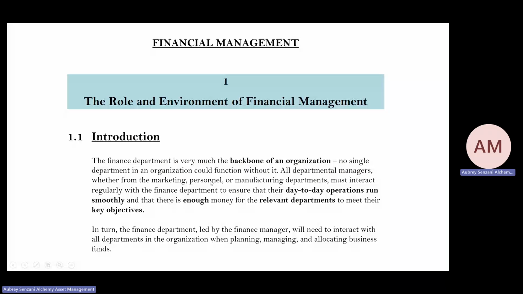Welcome to Learning Unit 1 of Financial Management 3A. Learning Unit 1 is entitled The Role and Environment of Financial Management.